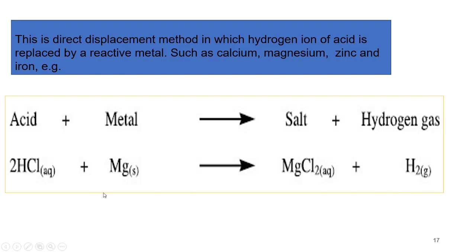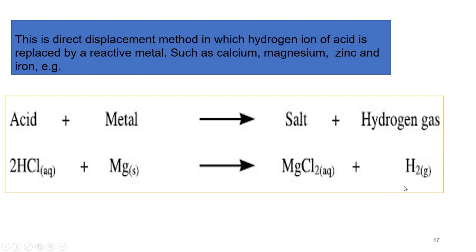Now let's see the reaction. When magnesium combines with chlorine, it forms magnesium chloride, MgCl2. You already know how to make the formula. The valency of magnesium is +2 and of chlorine is -1, and when we make the formula, it will be MgCl2. So magnesium combines with chlorine to form magnesium chloride, MgCl2, and this hydrogen will evolve as gas, H2. Here, this is the hydrogen gas which will evolve.